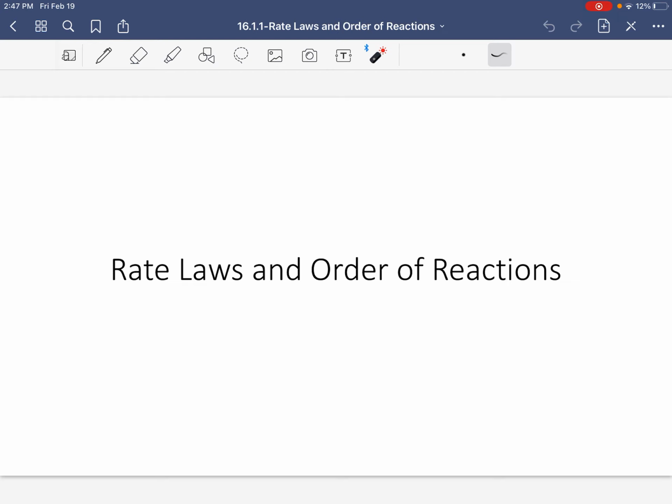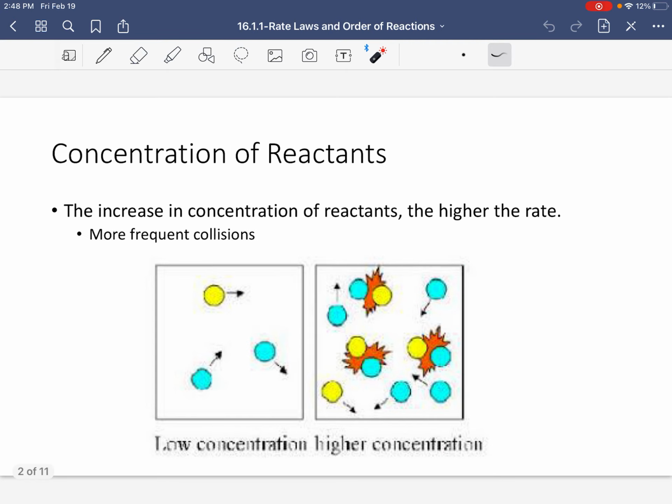Oh man, a mathematical equation sounds scary already if you think about it. So let's take a look at the theory behind this, and then we're going to look at a couple of examples. The whole idea regarding rate laws and the order of reaction is that this deals with concentrations. What we understood from last lesson is that when concentration increases, rate increases.